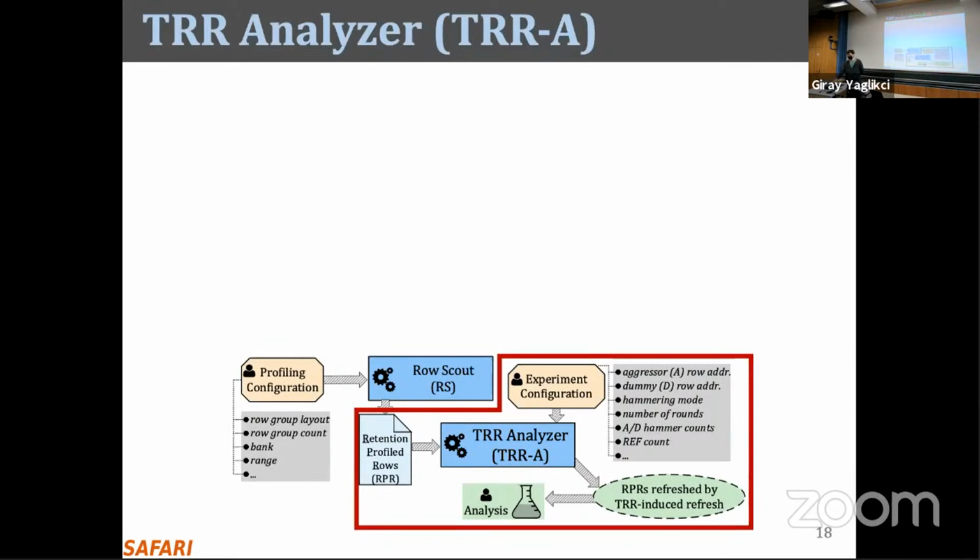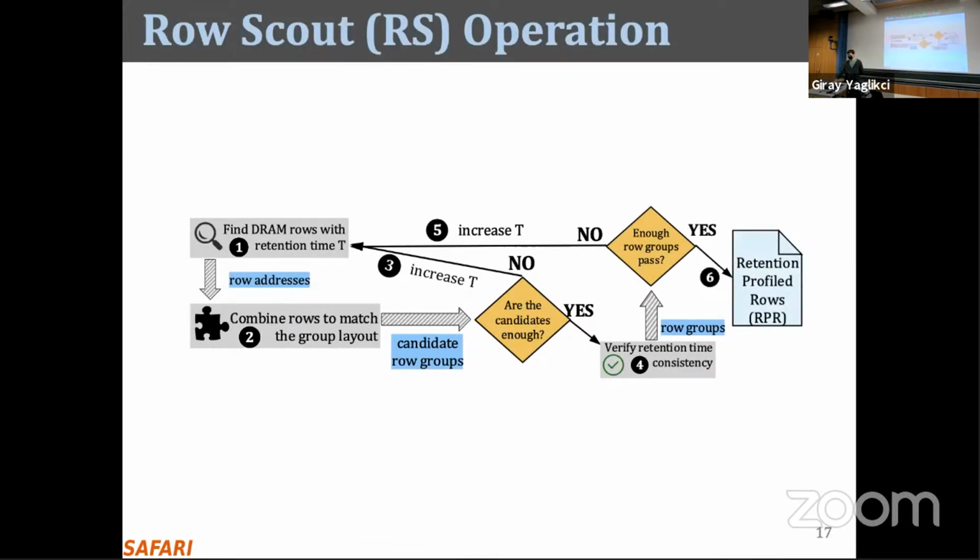I will now describe the operation of, yes, there's a question. I'm not sure I got step 4 very well. Step 4.